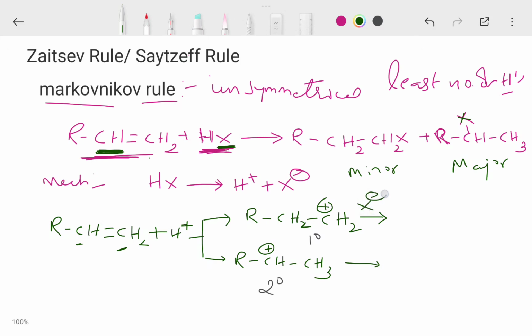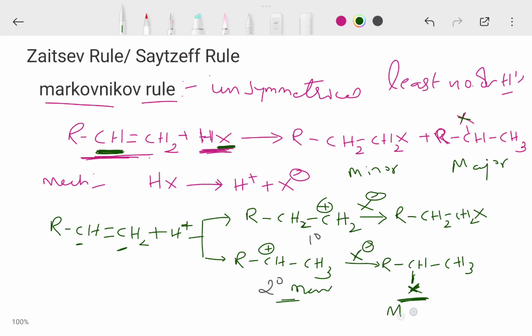On the next addition of halide, the final product is R CH2 CH2X. If the halide ion is added to the secondary carbocation, R CHX CH3 is formed. This secondary carbocation is more stable when compared with the primary carbocation. Here the secondary halide containing compound is the major product, because this product is formed from the more stable carbocation.